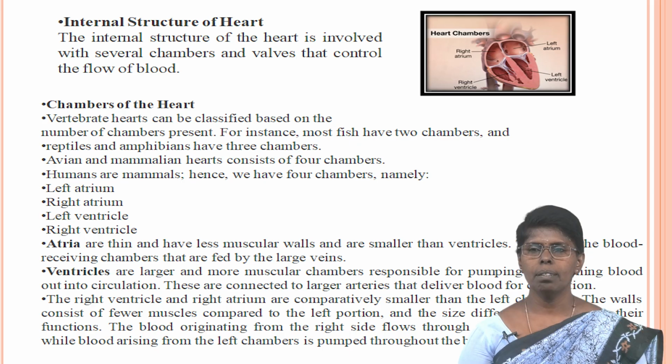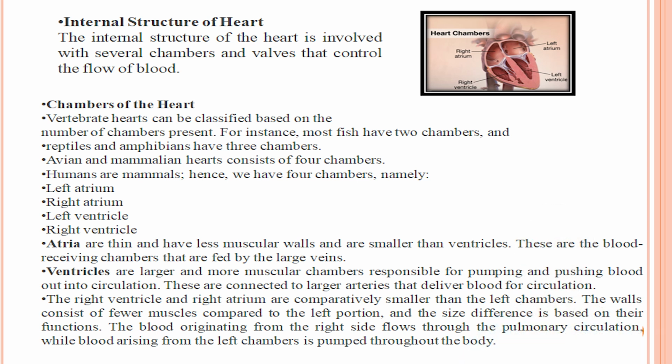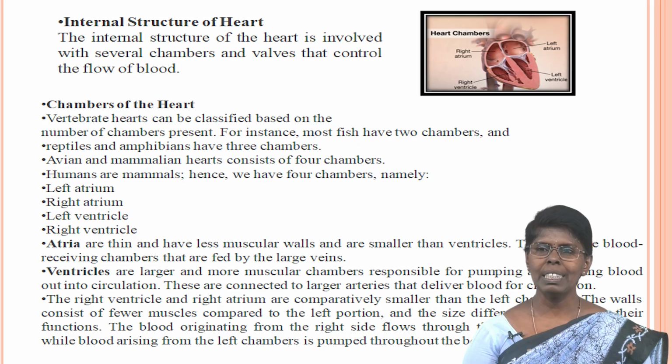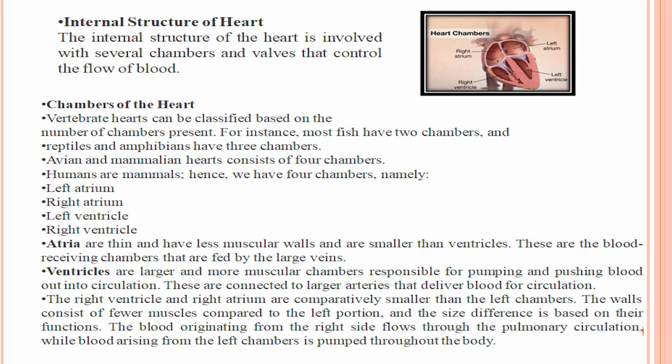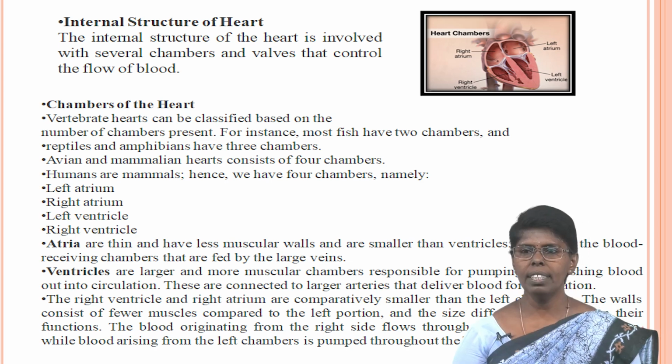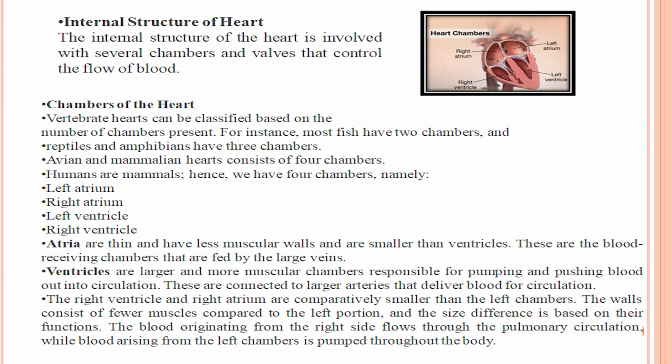The right ventricle and right atrium are comparatively smaller than the left chambers. The walls consist of fewer muscles compared to the left portions, and the size difference is based on the function. The blood originating from the right side flows through the pulmonary circulation, while blood arising from the left chamber is pumped throughout the body.